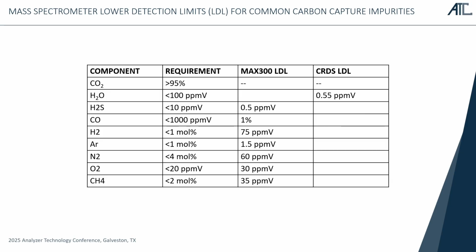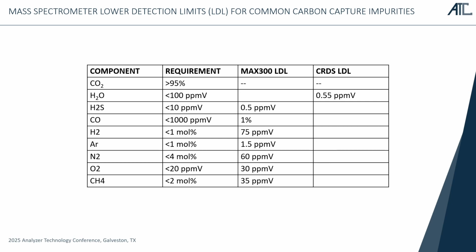One is the moisture, the water, where the mass spec will not give a good measurement because of interferences and backgrounds. And the second is CO. And these are going to be important. So we're going to dig into them a bit because they're going to impact the quality of that CO2 measurement.